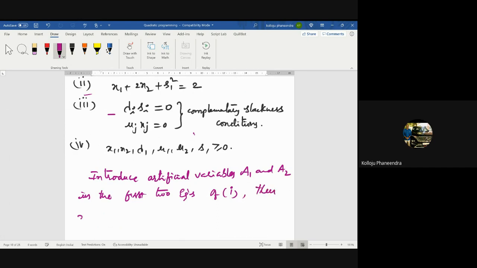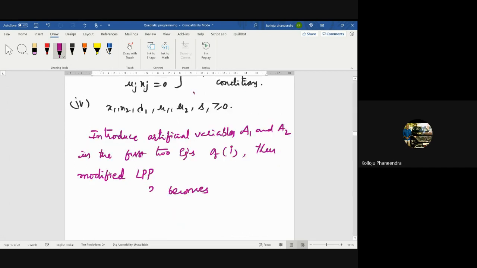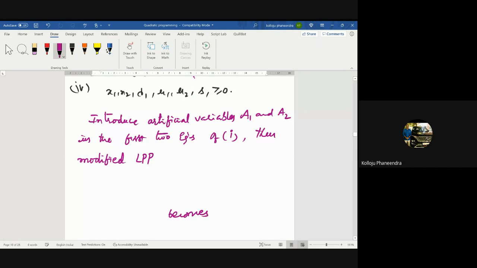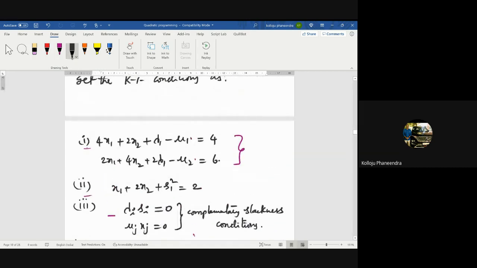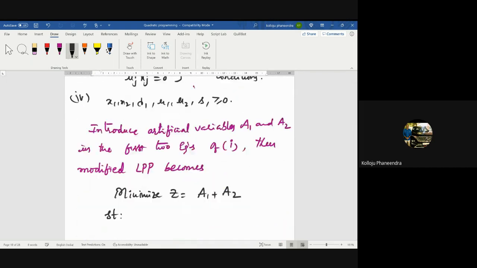the modified LP problem becomes, and that is why it is called the Wolfe modified method. Now see the problem. What is the objective function? Already I told you, minimize. Minimize z equal to a1 plus a2, the two artificial variables, subject to. So I'm writing those two first.